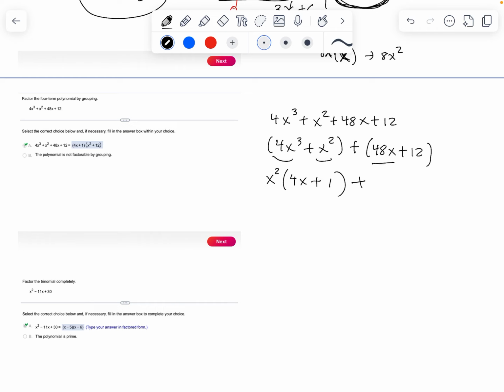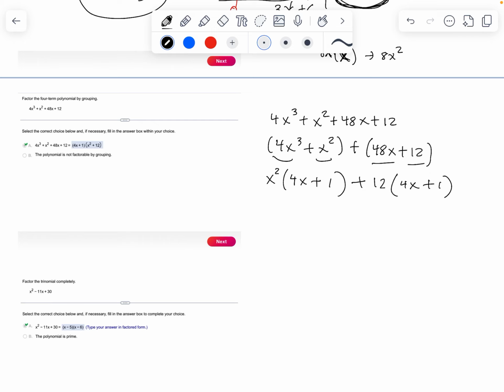Okay, and then over here we have the 48x plus 12, and what we can pull out will be the 12, right? Because 48 is a multiple of 12. So if you do 48 divided by 12, you get a value of 4. That means if I put 12 out here, I'll be left with 4x, because if I do 12 times 4x, it will still yield back 48x.